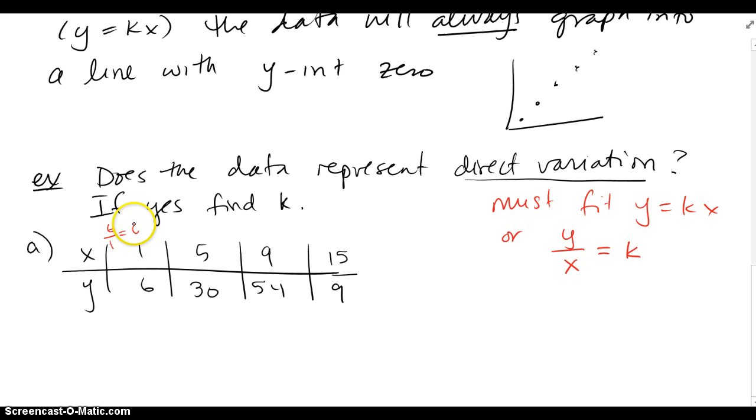6 divided by 1 is 6. Then I have y and x. 30 divided by 5 is 6. That's already looking good. 54 divided by 9. So their ratio, notice, is always the same number. 54 divided by 9 is also 6.